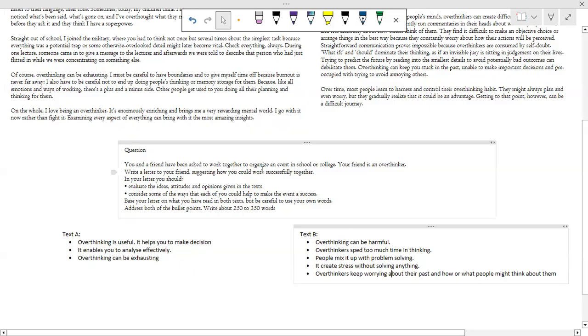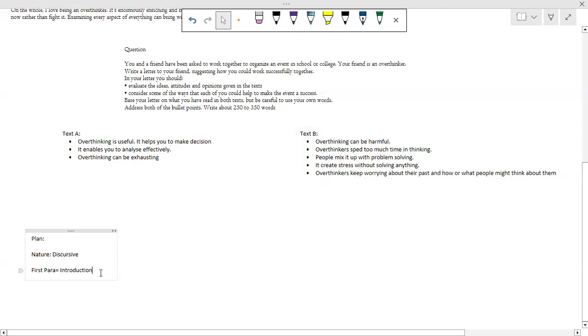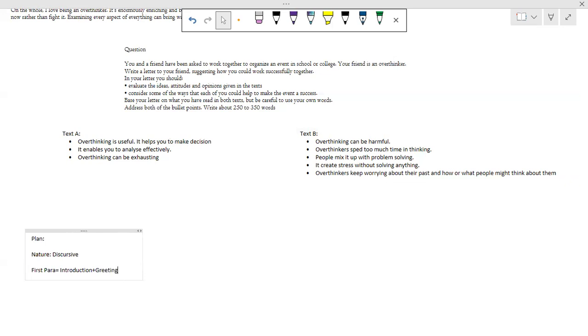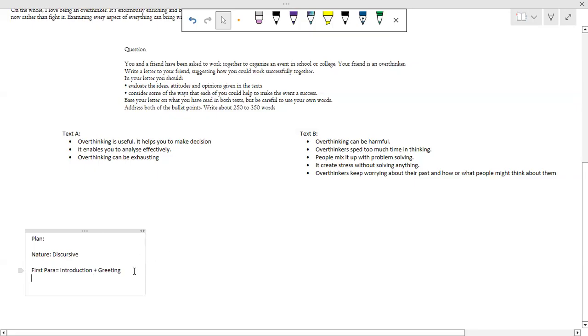You and your friend have been asked to work together to organize an event, right? Introduction, that means greetings. It's a letter, so you can talk about how your friend has been and their well-being, right? Okay, coming to the main body.